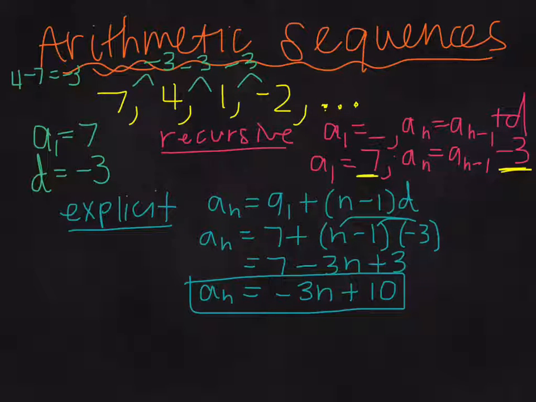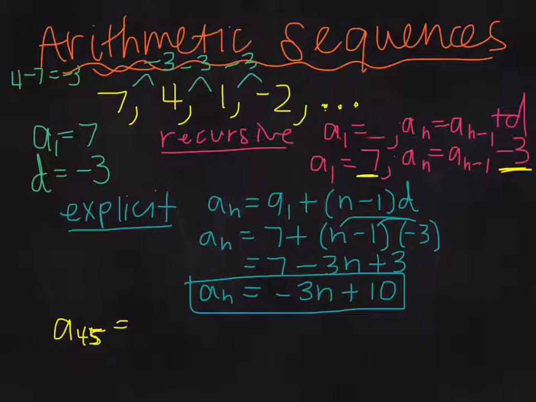Now, from the explicit formula, I could ask crazy things. For instance, I could say, find me a sub 45, which means I want to know what the 45th term is. With the recursive formula, that would take you forever because you would have to find the second term and then the third, fourth, fifth, sixth, and so on until you finally got to the 45th term. So that's the good thing about the explicit formula, I don't need to find all the previous ones.